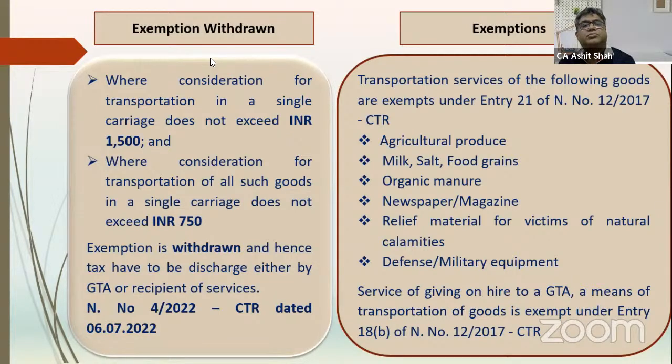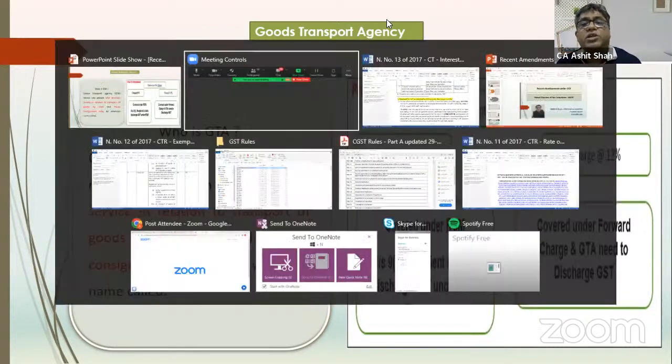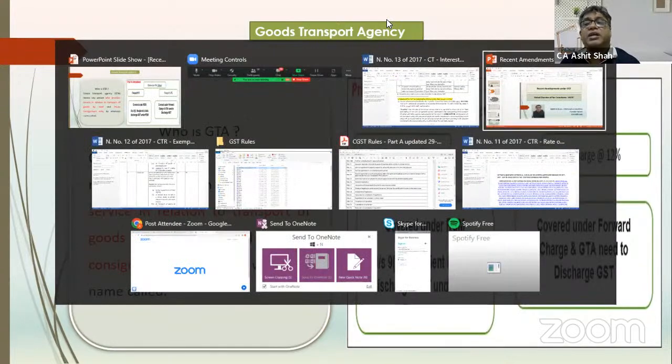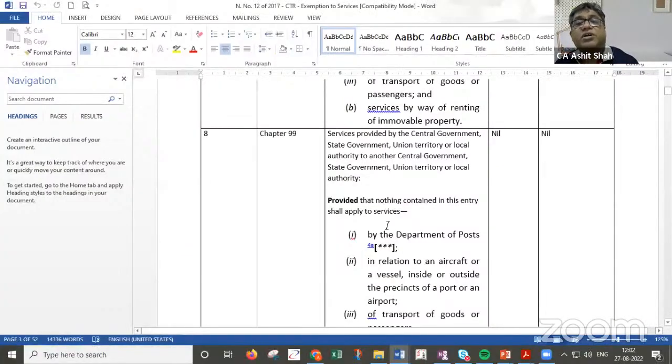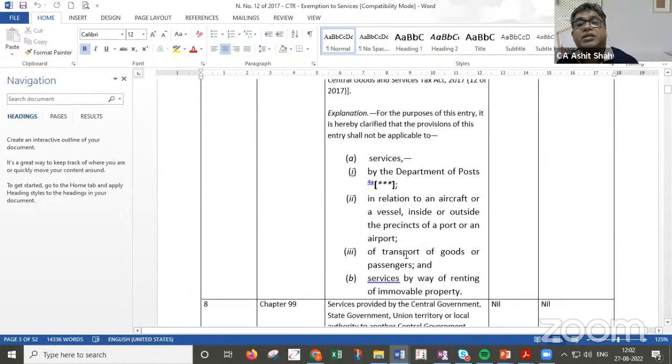I think he's referring to that issue: transport as such is exempt, and GTA has further been defined as a person issuing a goods consignment note. So are these two entries separate, and is there an exemption for the tempo wala or not? Nilesh bhai, can you tell me which entry you are trying to refer to under exemption? I have just posted the GTA thing here. Just a second.